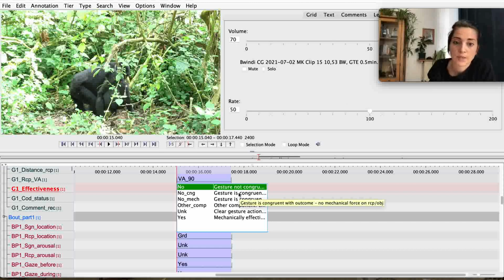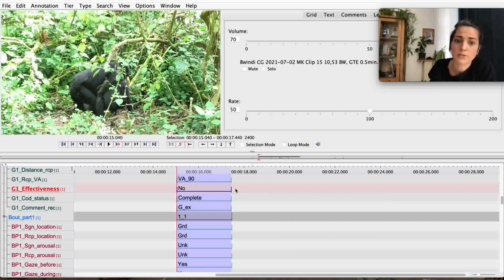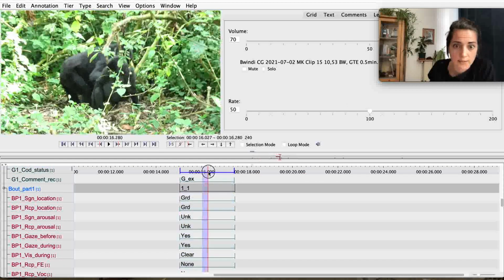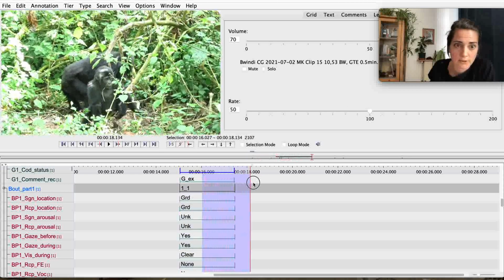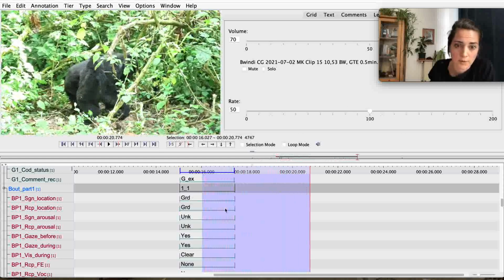In this case, the gesture was not really congruent with the outcome because the recipient actually went into a different direction than the force of the push. So he turned around and went on to climb on.